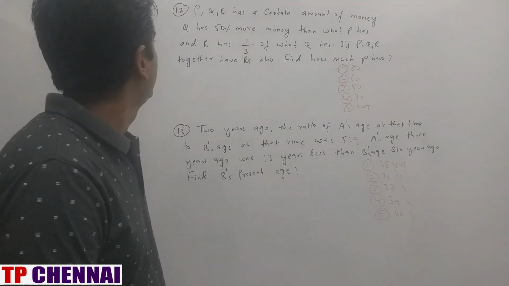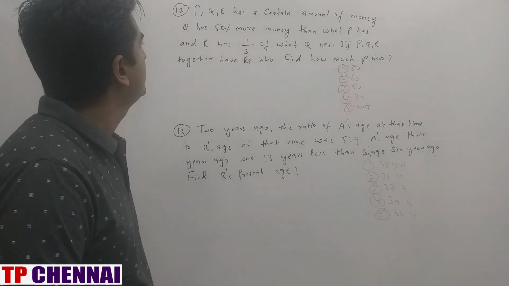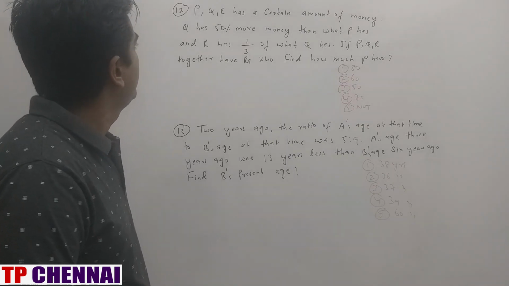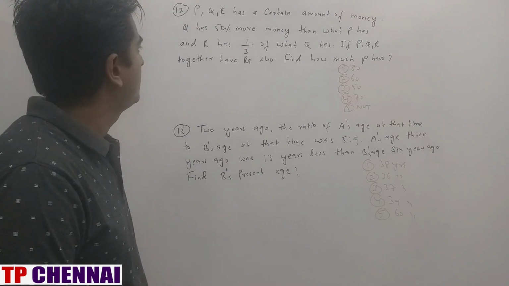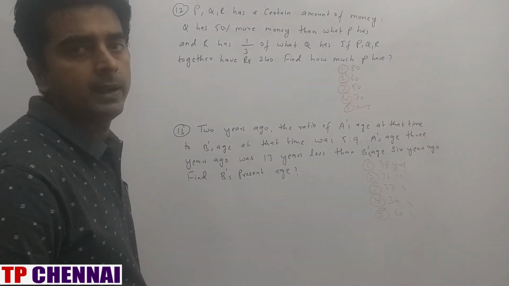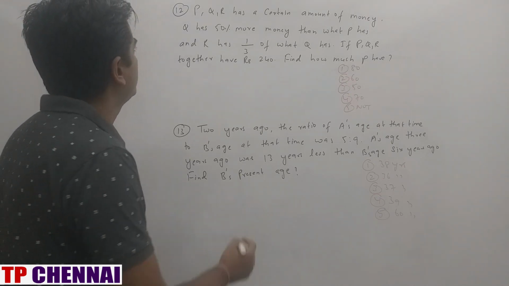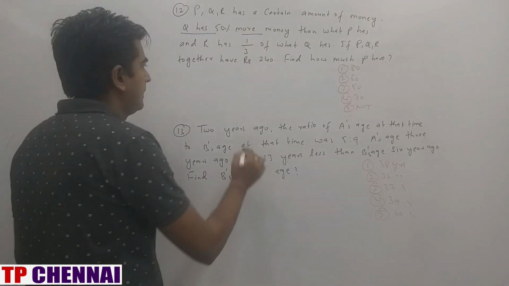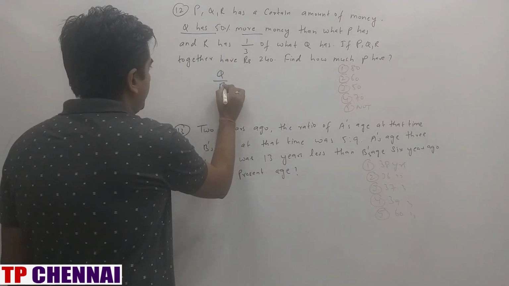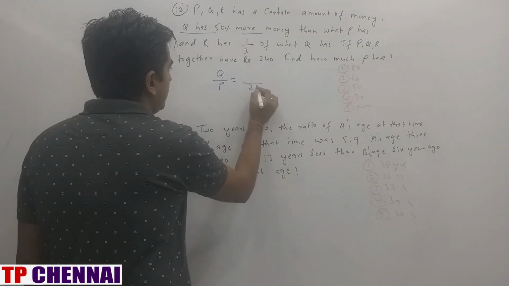Now we'll see the 12th one. P, Q, R have a certain amount of money. Q has 50% more money than what P has, and R has 1 by 3 of what Q has. If P, Q, R together have rupees 240, find how much money P is having. So very good question, very easy question also. Q has 50% more money than P. That means Q by P, 50% fraction value is nothing but how much? 1 by 2. This is 2, this is 3.